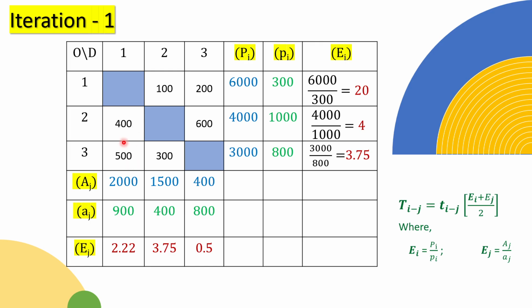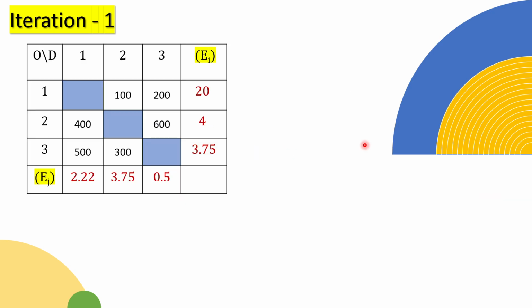And in the case of attraction, the present attraction of zone 1 is 400 plus 500, which is 900, but the future is 2000. And the present attraction of zone 2 is 100 plus 300, which is 400, but the future is 1500, and here the present is 800, the future is only 400. So you have to find the EJs, the growth factor for destination: 2000 by 900, 1500 by 400, and 400 by 800. So you have EIs and EJs.